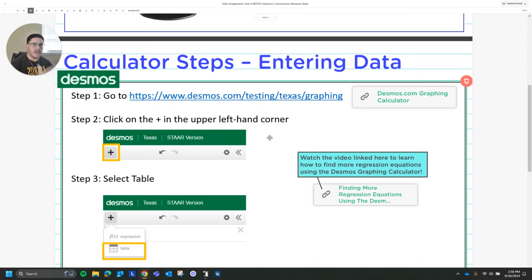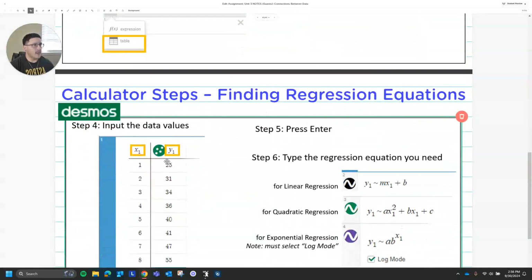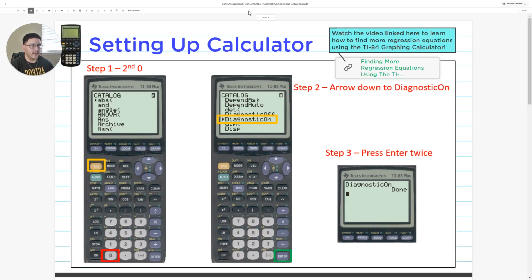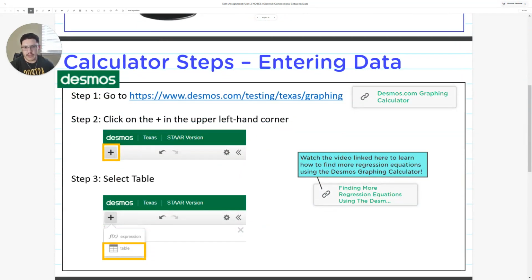Now, if you are using ClassKick for your notes currently, I do have a video of me going over all of it linked right there. So you can either watch this video, or if you have the ClassKick notes, you can just open up the Desmos video right there and watch that instead. Or I also have a video for the TI-84 as well, linked right there, whichever one. We'll start off with Desmos, though, for this lesson.